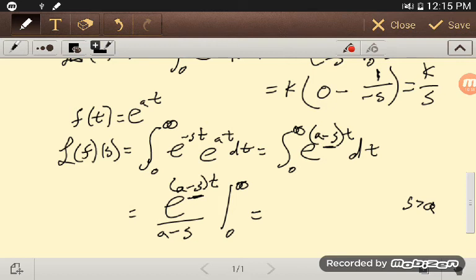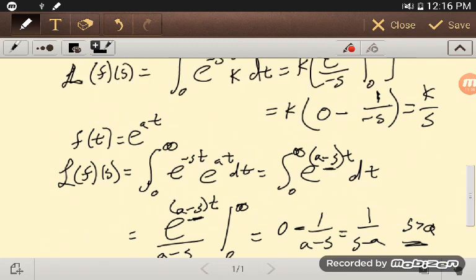But if that's the case, then we'll get 0 and minus 1, because when I put 0 in there, I'll get 1. So 1 over a minus s. And so taking care of the negatives, I get 1 over s minus a. And we need s to be greater than a for this to make any sense. Okay, so that would be the domain of our s at that point. Okay, so there's our definition with a couple of examples.